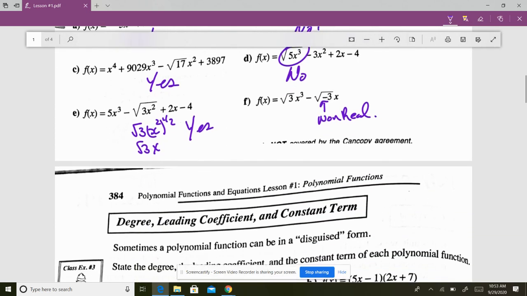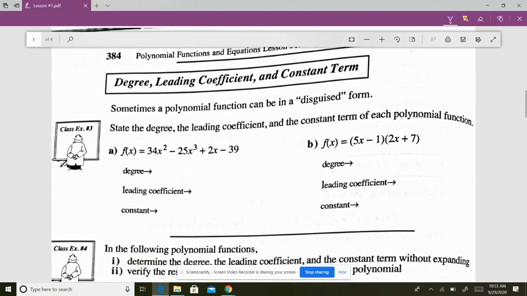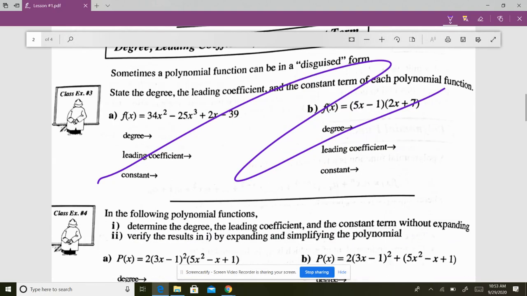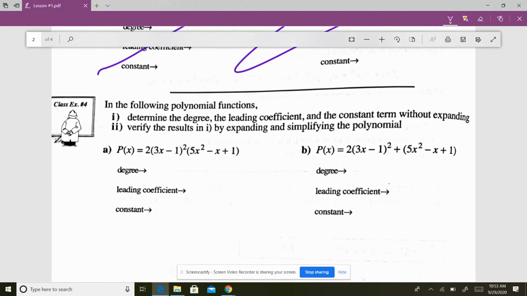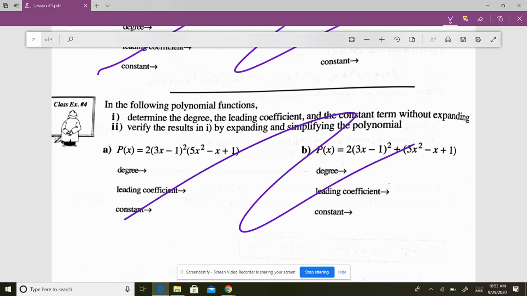Flipping the page. We're not doing that. Normally we would.